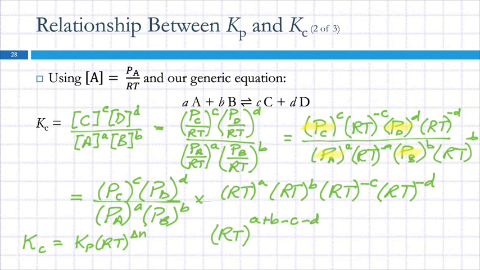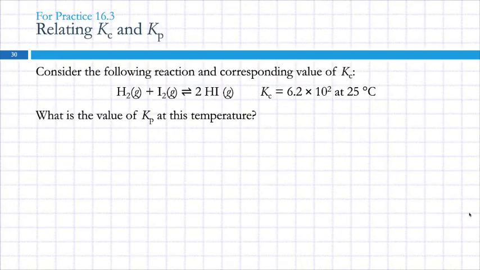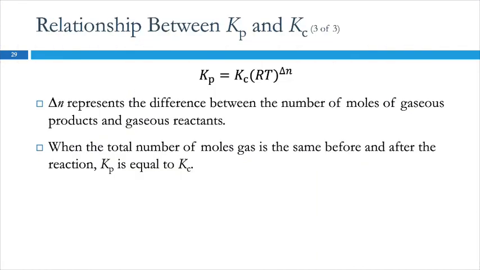So what delta N is equal to is C plus D minus A minus B. And so the way it's written over here, this is actually negative delta N. And that's just a big old mess of a derivation. But that's the equation. Okay, questions?